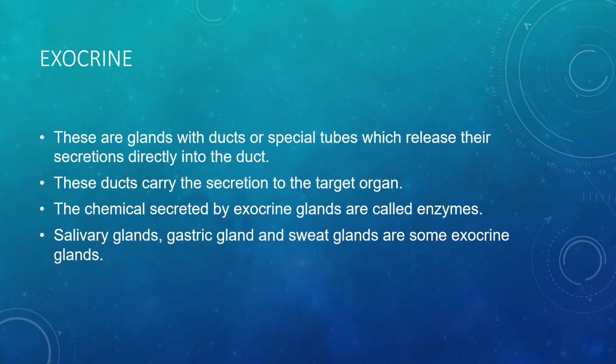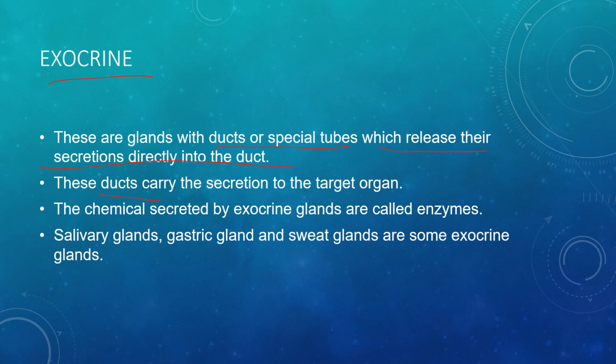Now comes the exocrine glands. So what are these glands? As we have told earlier, the endocrine glands are the ductless glands. So it is the opposite one. Exocrine glands have ducts or special tubes which release their secretions directly into the duct.